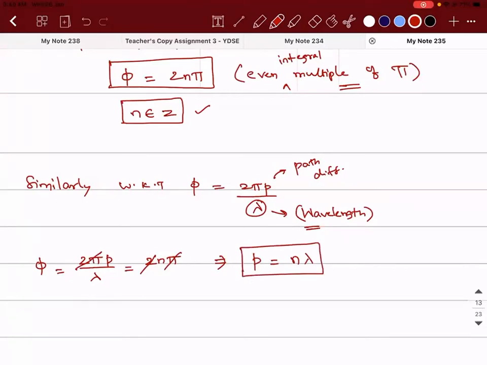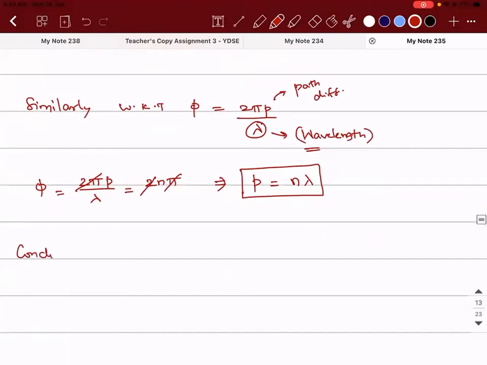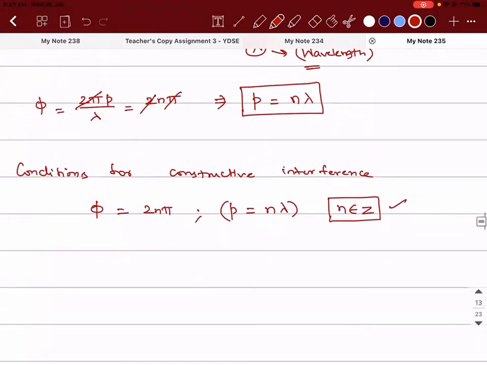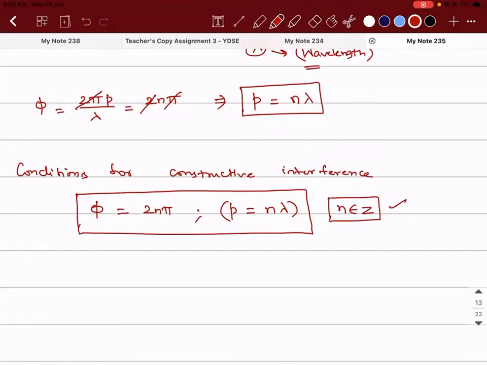So this is another condition. So there are two conditions for constructive interference. One is phi should be equal to 2n pi, and the second is path difference should be equal to n into lambda, where in both the cases n belongs to Z, where Z is the integer set. So we need to keep this condition in mind to derive other expressions as well as to solve problems.